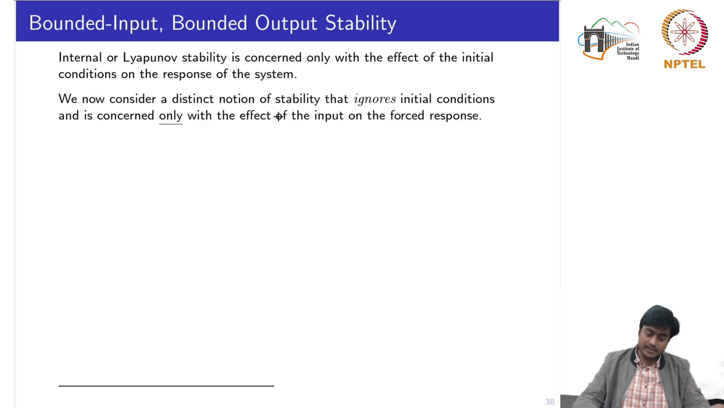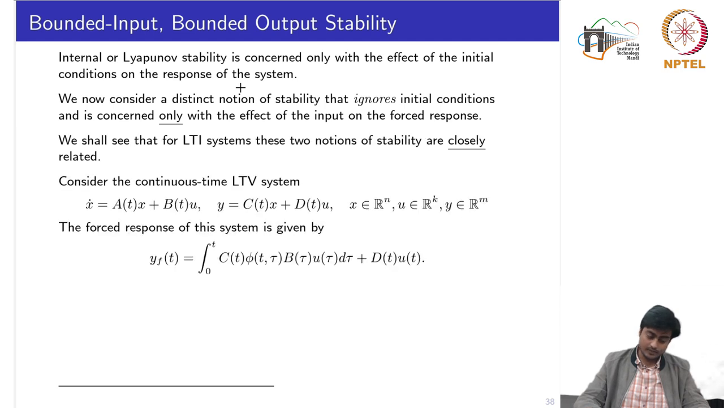So we now consider a distinct notion of stability that ignores the initial conditions and is concerned only with the effect of the input on the forced response. So far, for the internal and the Lyapunov stability, we have considered the homogeneous systems. Here we will consider that the initial conditions are 0 and the output or the state is only affected by the input given to the system. We shall see that for LTI systems these two notions of stability, the bounded input bounded output stability and the Lyapunov stability, are closely related.